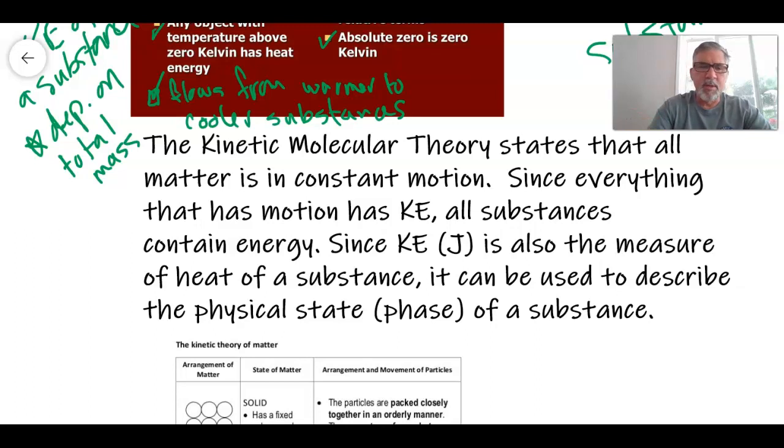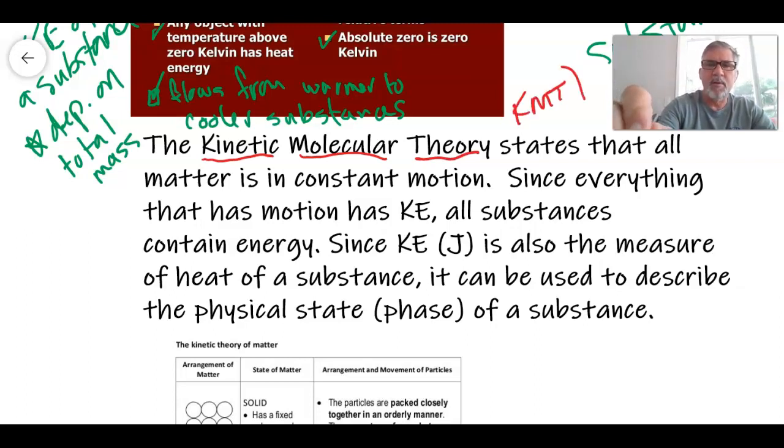We're going to talk about the kinetic molecular theory now. The kinetic molecular theory, sometimes I'll abbreviate that to KMT, states that all matter is in constant motion. So even solid. If I take a solid piece of metal, the particles in the metal are still vibrating back and forth. They're in constant motion. And when they have a constant motion, they're rubbing together, and that causes friction, and friction causes heat. Since everything has motion, all substances contain kinetic energy.